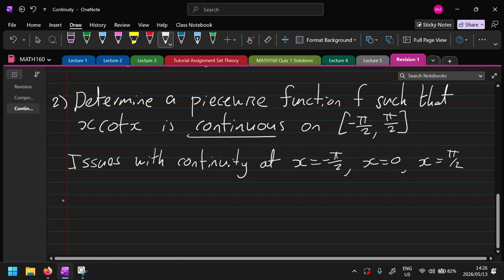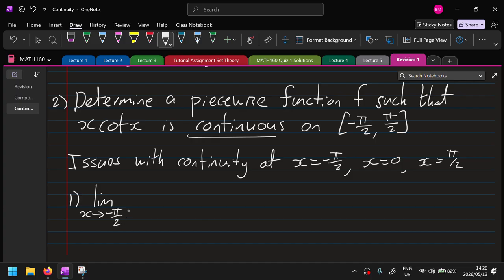So let's check. So number 1, we want the limit as x goes to -pi/2 plus, because we're coming in from the right. So we're going to take the limit as x goes to -pi/2 from the right. This better match up with the function value. Okay, so what can we do here? What's the issue with this limit?